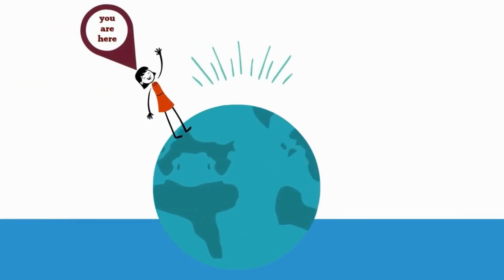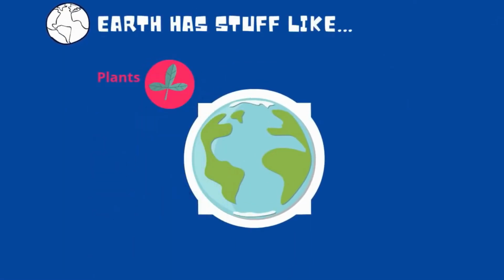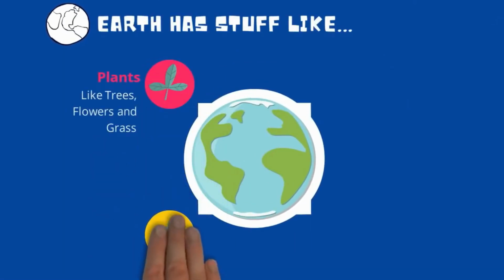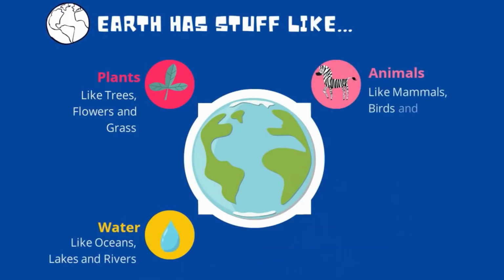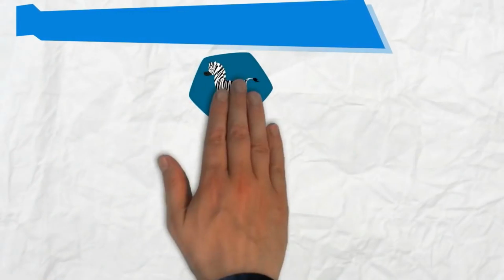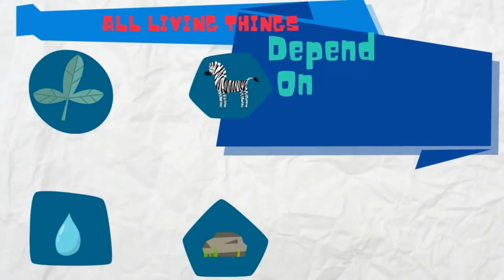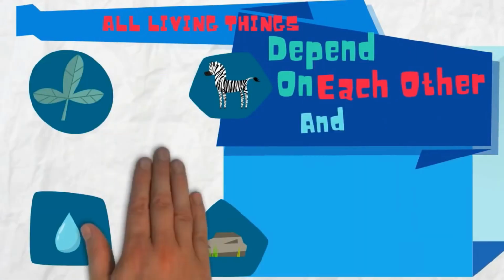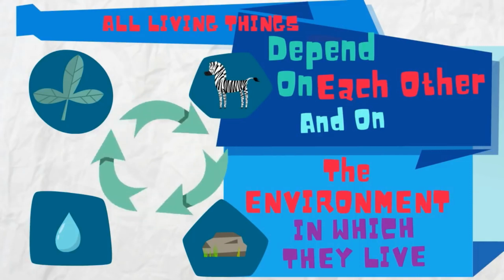So, you're here to learn about the diversity of life on Earth. Earth has plants like trees, flowers, and grass; water like oceans, lakes, and rivers; animals like mammals, birds, and fish; and soil like rocks and minerals. All living things depend on each other and on the environment in which they live to supply them with what they need, including food, water, and shelter.